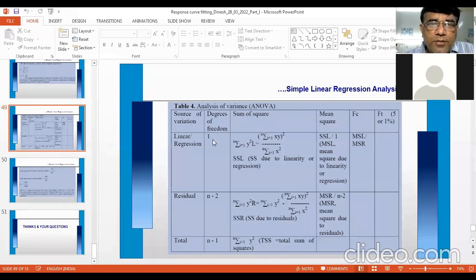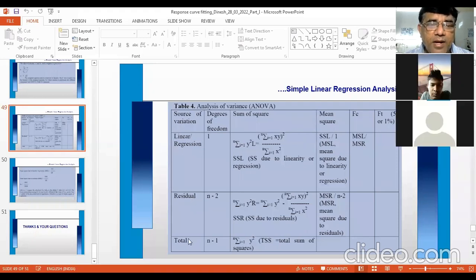In this case, you can see the source of variation. One source of variation is regression, or linear association. Normally, one source is regression and the other is residual. Residual is your error, and then total. In this case, the degrees of freedom, when you have different degrees of variable in the equation.